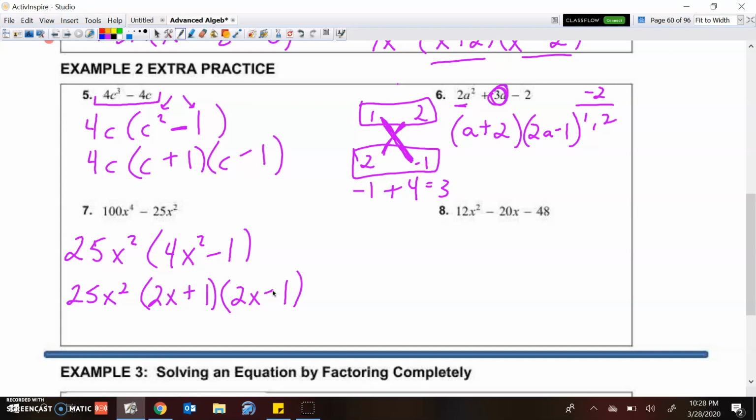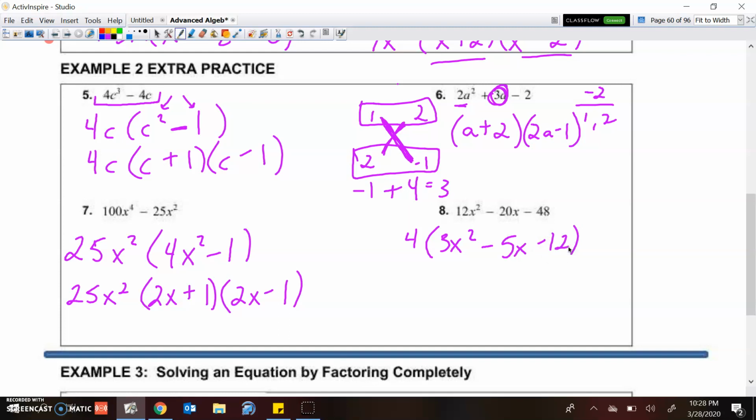All right, the last one we're going to do together is number 8. I look for a GCF to start. I can factor out a 2, but I can also factor a 4 out. So let's factor a 4 out and see what's left. 4 times 3x squared gives me 12x squared. 4 times negative 5x gives me negative 20x. And 4 times negative 12 is negative 48.